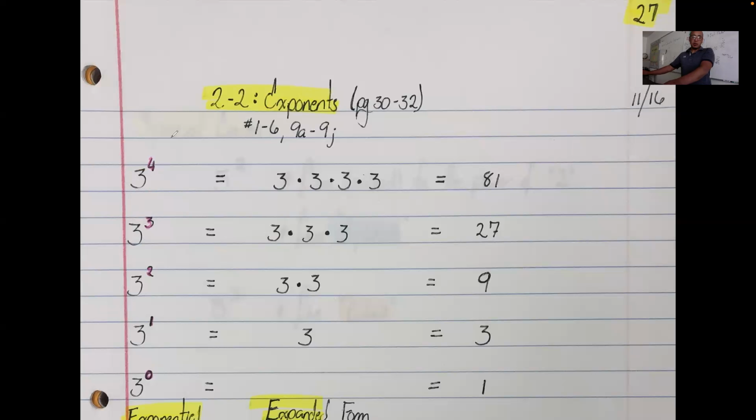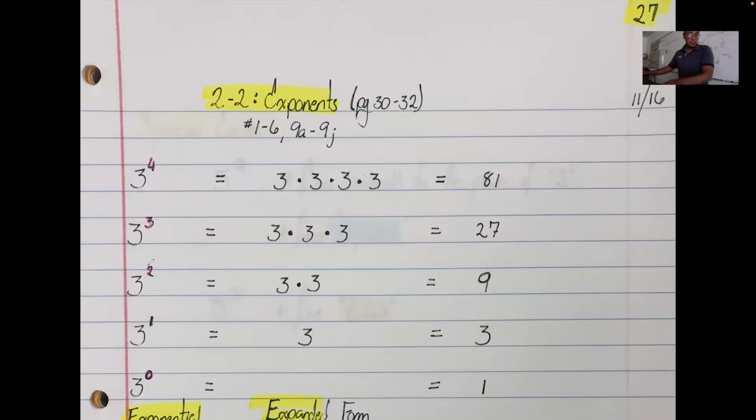Now, ladies and gentlemen, going back to that top one, 3 to the 4th power, this is not the same thing as 3 times 4. Again, there is no 4 here. Okay, I am not multiplying these two together. No, again, this is just telling me that there are 4 3s being multiplied together. All right, 3 to the 3rd power, there are 3 3s being multiplied together.